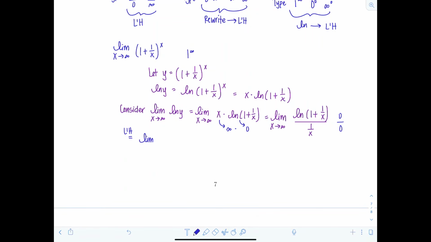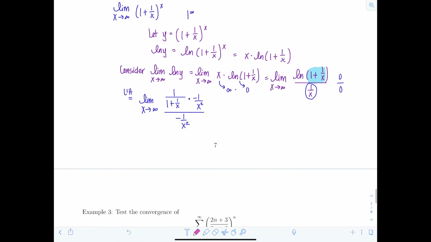So now this is going to be the limit as x approaches infinity. Derivative of the numerator, derivative of ln of 1 plus 1 over x is going to be 1 over 1 plus 1 over x. And then by the chain rule, I need to multiply by the derivative of the argument, 1 plus 1 over x. Derivative of 1 is 0. Derivative of 1 over x is negative 1 over x squared. And then in the denominator, I need to take the derivative of 1 over x, which is just negative 1 over x squared. All right, this is looking nice because negative 1 over x squared is just going to cancel out.